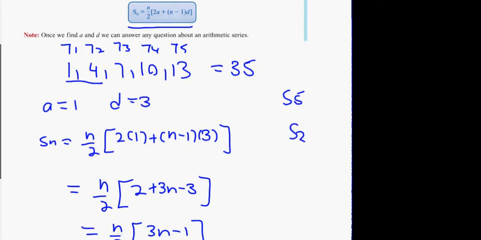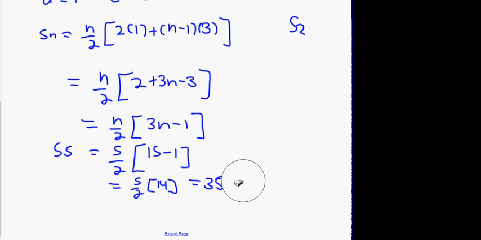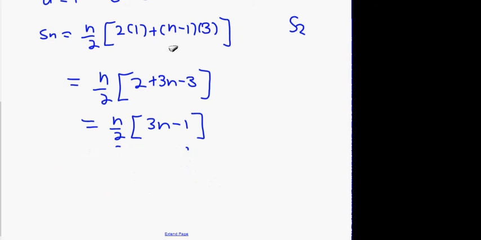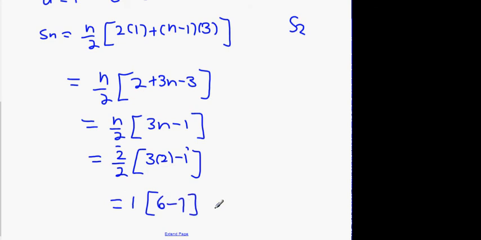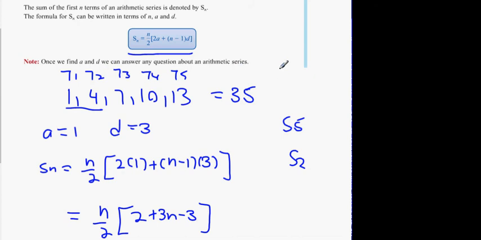If I wanted to find the sum of the first 2, S2, which is 1 plus 4 is 5, all I have to do is put in my numbers here, replace n with 2: 2 over 2 into 3 times 2 minus 1, and then what you're going to get is 1 into 6 minus 1, which is going to equal 5. Now it's much handier using this formula if you're asked to get all the way up to T100. You're not going to add them all up together. So this is a much faster way.